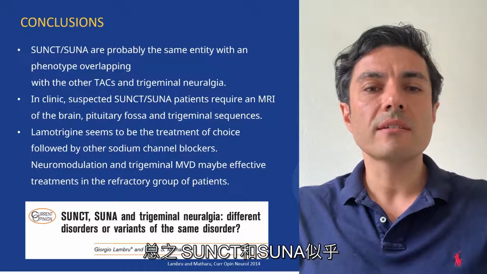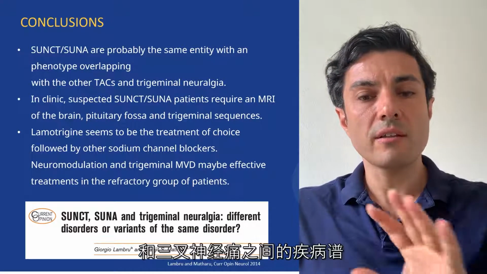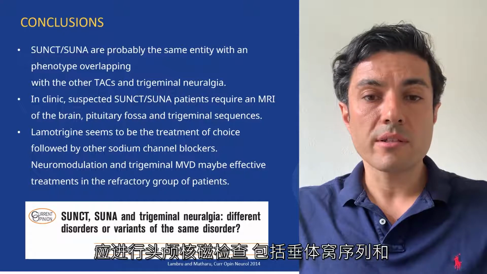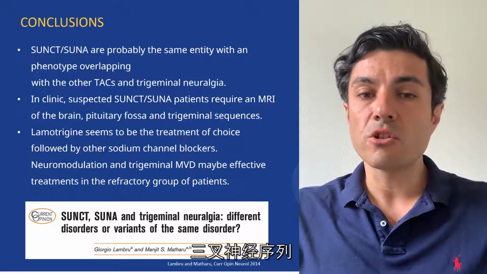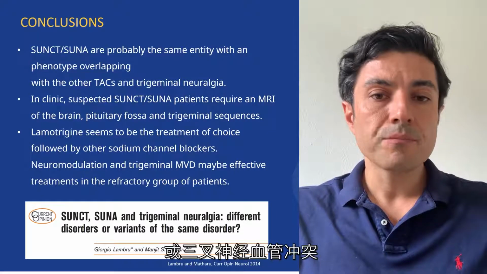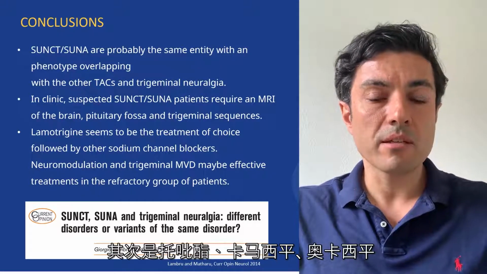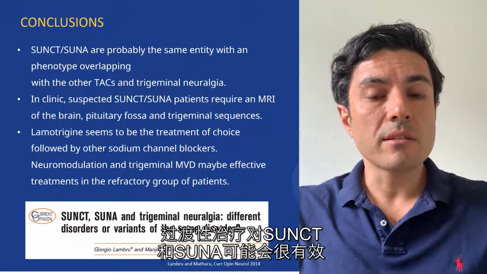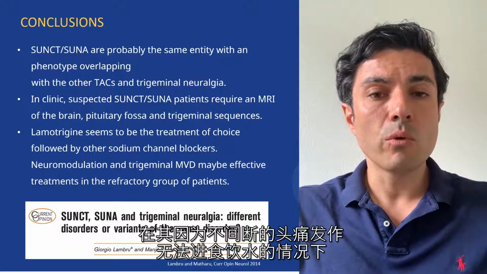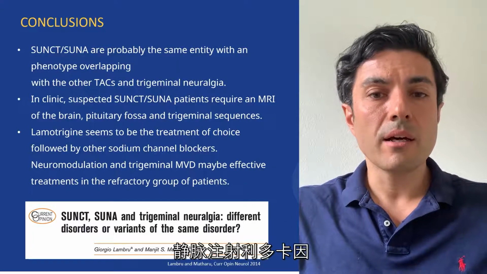In conclusion, it seems that SUNCT and SUNA belong to the same clinical entity, which overlaps between the trigeminal autonomic cephalalgias and trigeminal neuralgia. If suspected in clinic, a patient with SUNCT and SUNA should undergo an MRI scan of the brain with pituitary fossa sequences and trigeminal nerve sequences to rule out a pituitary adenoma or a trigeminal neurovascular conflict. In terms of treatment, lamotrigine seems to be the drug of choice, followed by topiramate, carbamazepine, oxcarbazepine, and perhaps gabapentin. Transitional treatment can be quite useful in SUNCT and SUNA, for example, intravenous lidocaine in patients that have what we call a SUNCT status, whereby they can't eat or drink because of the relentless headache attacks.